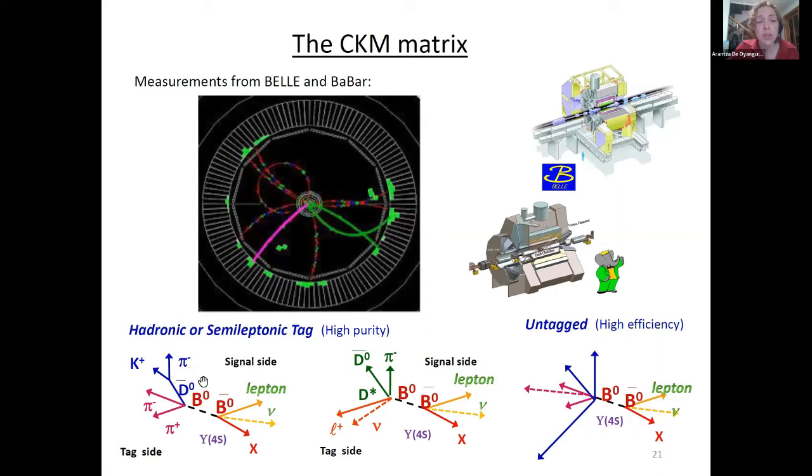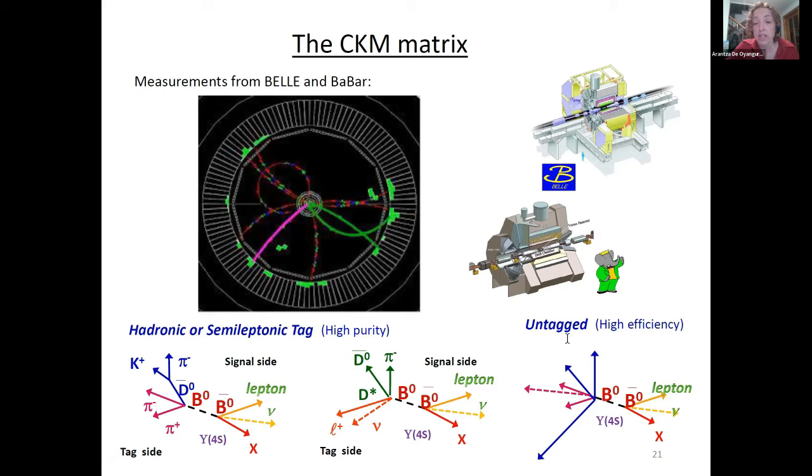This is what we call hadronic tags, in the case that we are reconstructing a hadronic mode from the other B0, not our signal, not the one that we are interested in, but the other. Or in the case that you have a lepton in the other B decaying, then we call it a semi-leptonic tag. Then one can reconstruct that, and after that we can reconstruct our signal, and we have a lot of information about the event from the other B decay.